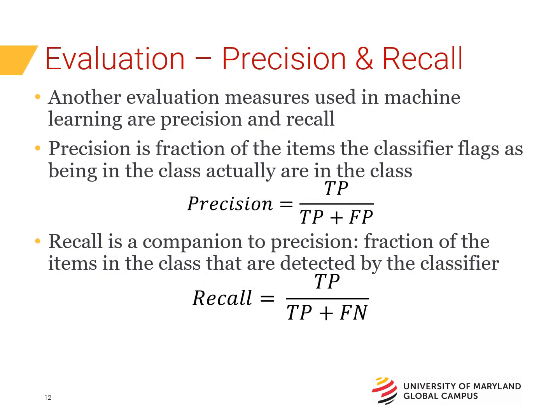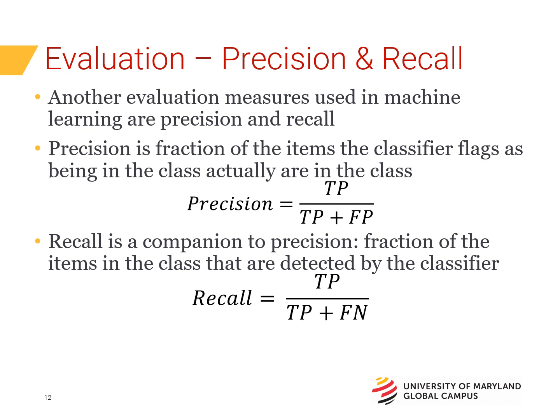Precision and recall are complementary metrics that provide a more granular view of a classifier's ability to correctly identify instances of a particular class. Let's explore each of these metrics in detail. Precision focuses on the accuracy of the classifier's positive predictions. It measures the fraction of instances that the classifier flags as belonging to a specific class that actually belong to that class. In other words, precision quantifies how precise or exact the classifier is when making positive predictions.